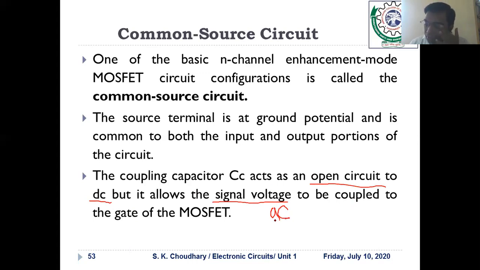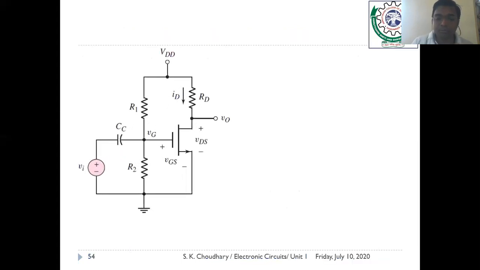Can anyone tell me why it happens so? This is the circuit diagram for the common source circuit using the N channel MOSFET. Can anyone tell me why this coupling capacitor acts as an open circuit for DC that I have mentioned in the previous slide? For DC it is open circuit. Can anyone tell me the answer?